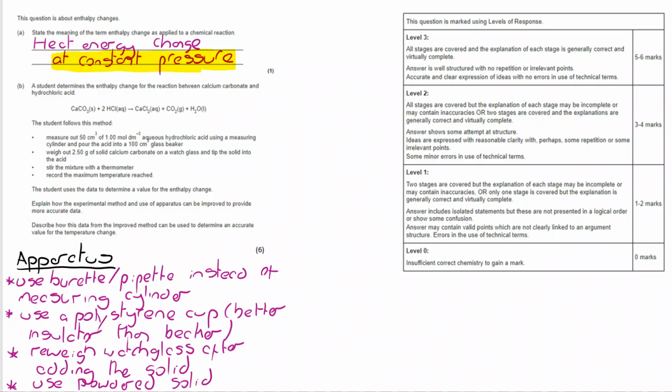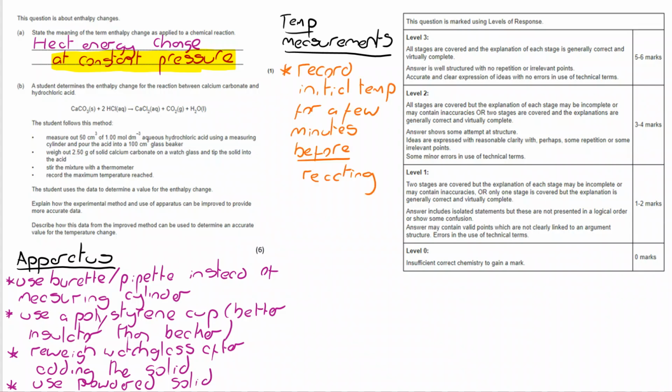The second stage in this experiment is to look at temperature measurements. And one of the recommendations here is to record the initial temperature for a few minutes before reacting. Now, there is a graph that you will be familiar with where you extrapolate a line before the reaction begins and extrapolate a line after the experiment begins. And they both go to the same point in time. That's how we get our theoretical maximum temperature rise.